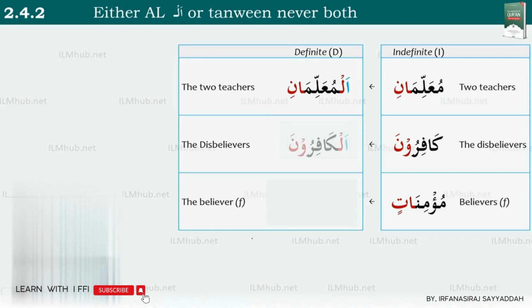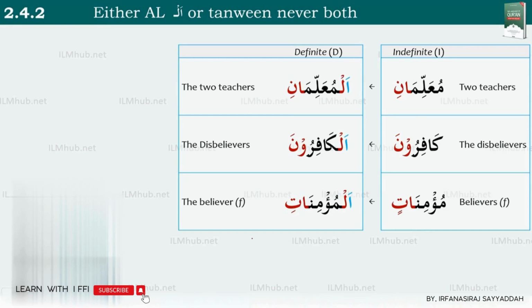Kafiruna becomes al-kafiruna, the disbelievers. So indefinite, definite, no change whatsoever. Only thing al can do with tanween is remove it. That's it. On the others, it will not impact in any other way. Mu'minatin. Now this one has tanween. So what does it become? Al-mu'minati, the believers. Don't worry, these words, plurals and so on, lesson number 4. Inshallah, be patient. We're going to go there.